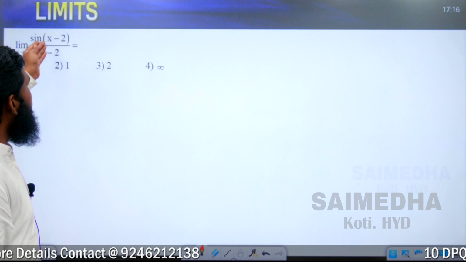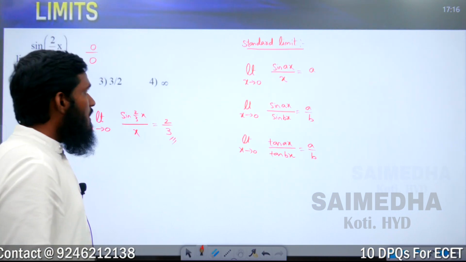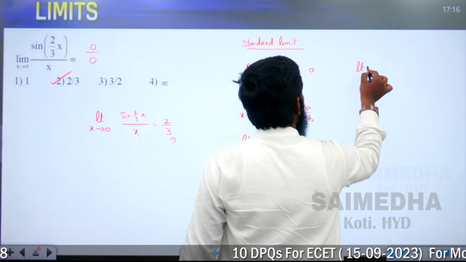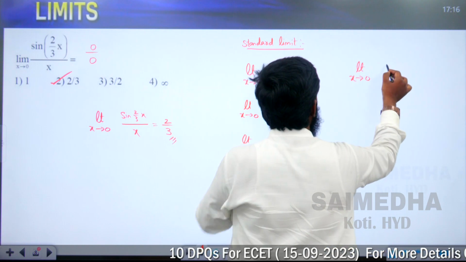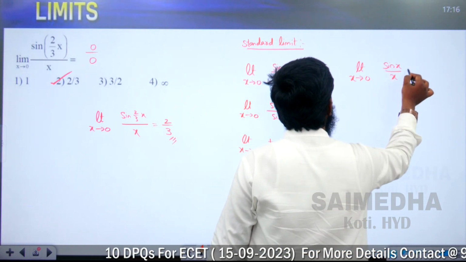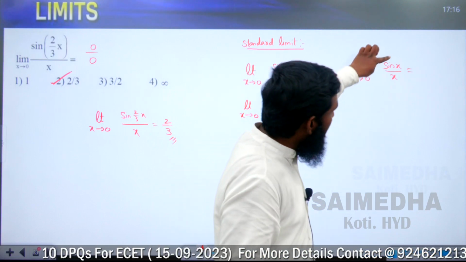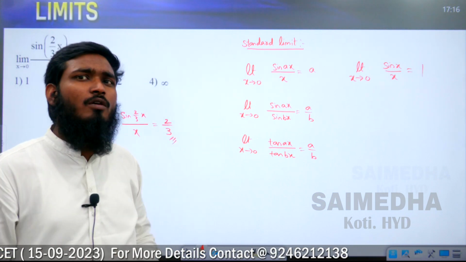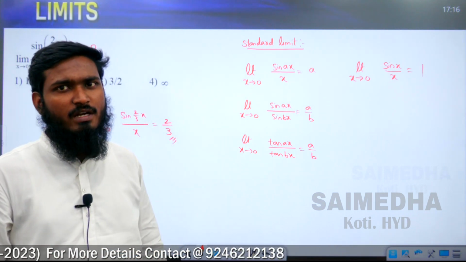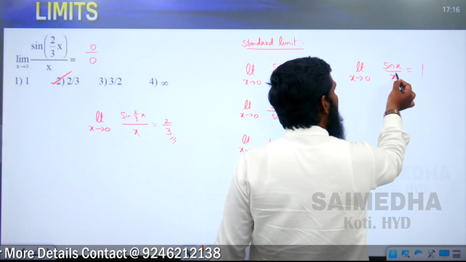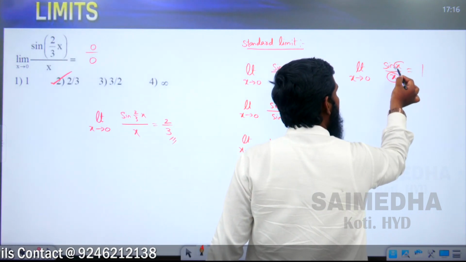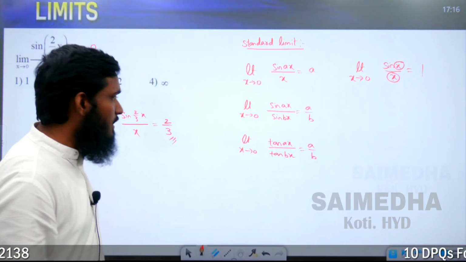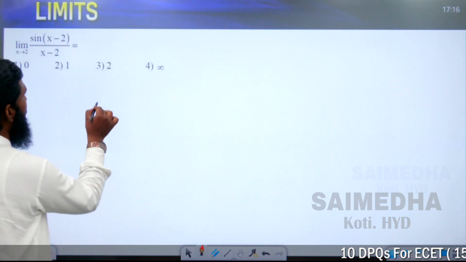Now let us go for the next question. Limit x tends to 2, sine x minus 2 by x minus 2. Now listen carefully. As we have written, limit x tends to 0, sine x by x, what is the a value? The a value is equal to 1. It is not restricted to x only. Whatever function we have here, if the same function is there in the denominator, then also we can write the a value.